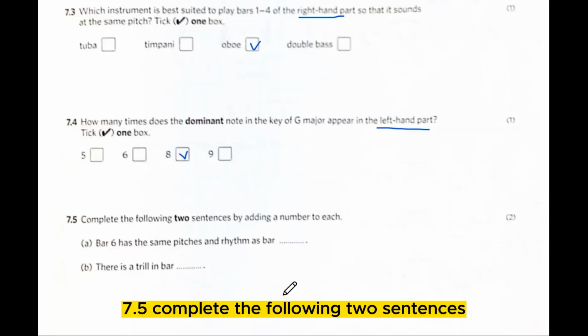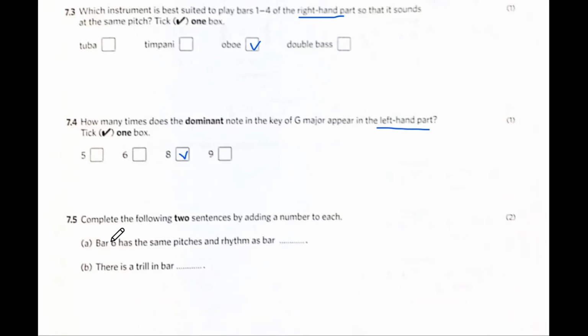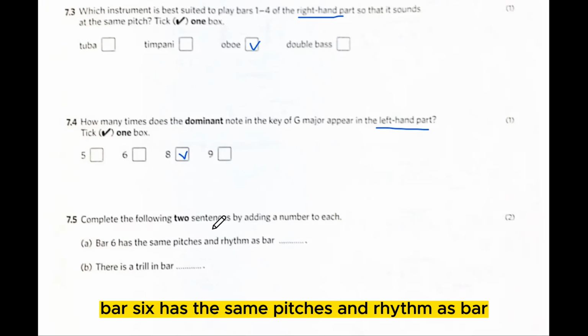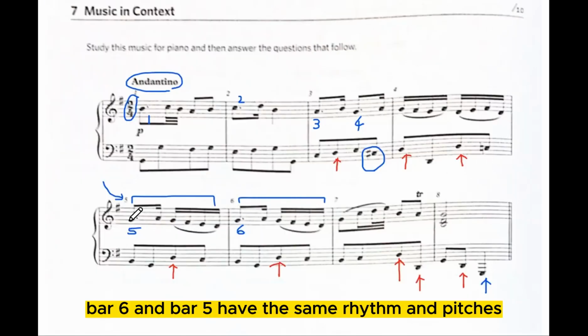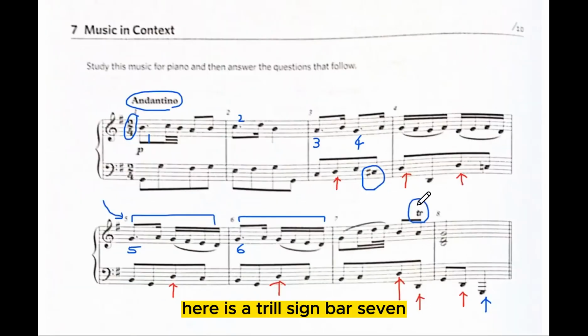7.5. Complete the following 2 sentences by adding a number to each. Bar 6 has the same pitches and rhythm as bar 5. Bar 6 and bar 5 have the same rhythm and pitches. There is a trill in bar. Here is a trill sign. Bar 7.